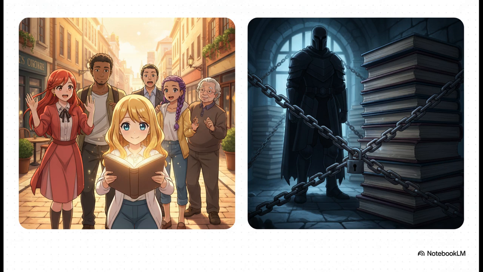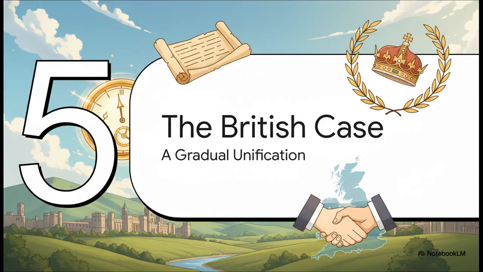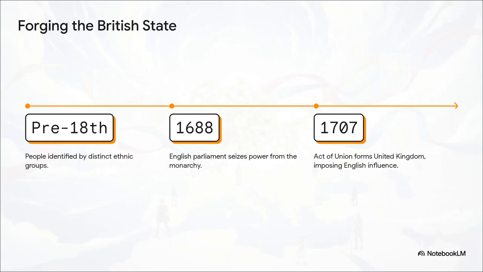Understanding this specific friction is absolutely crucial for your study guide because it explains exactly why Europe experienced so many explosive revolutions during this period. Moving on to Section 5, the strange British case. Now, the British model is fascinating because it shows us that building a nation-state doesn't always require a sudden, violent revolution. It can also be the result of a really long, drawn-out process of institutional dominance.